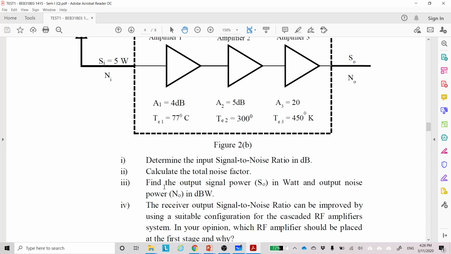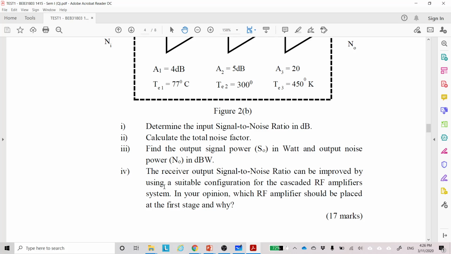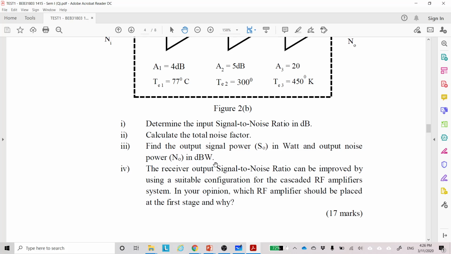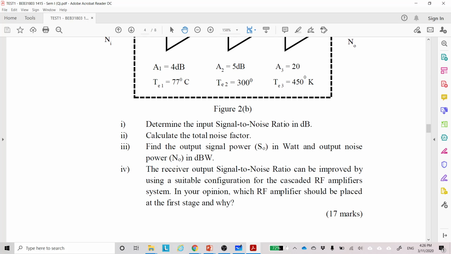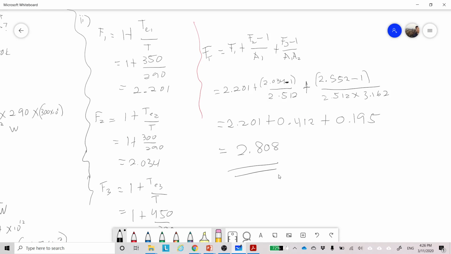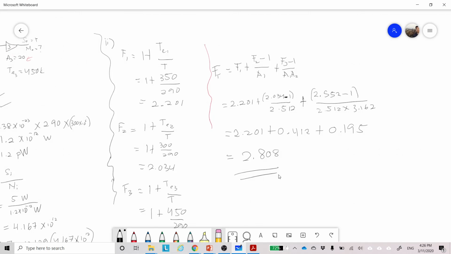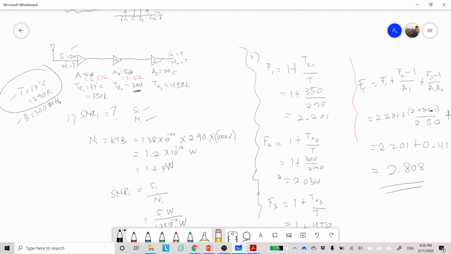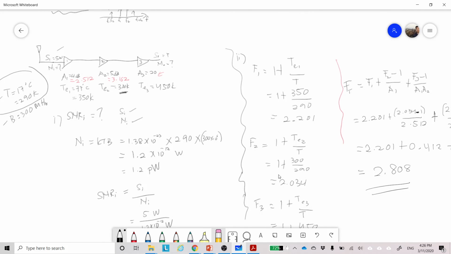Ini baru 2 soalan kita dah penat. The third question, find the output signal power in watt and also output noise power in dBW. Nampak gila betul dia suruh cari dalam watt dan dia suruh cari dalam dBW. Okay. So what to do? So okay. Ini saya kecilkan sikit. Sekejap. So soalan tanya ini berapakah nilai SO dan juga NO. So SO dalam watt, NO dalam dBW.